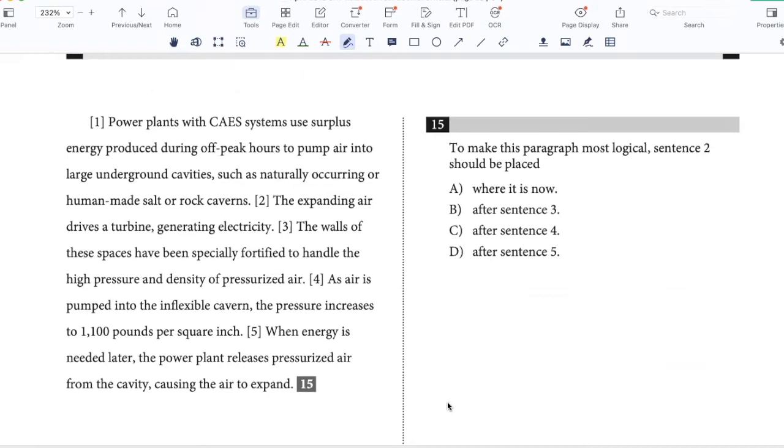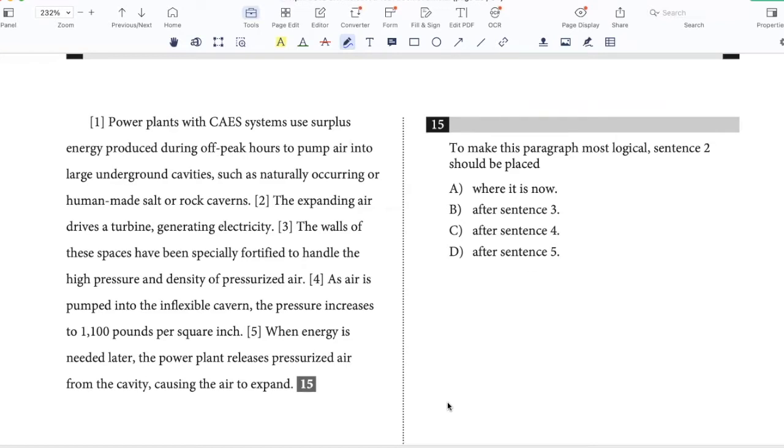Power plants with CAES systems use surplus energy produced during off-peak hours to pump air into large underground cavities, such as naturally occurring or human-made salt or rock caverns. The expanding air drives a turbine generating electricity. The walls of these spaces have been specially fortified to handle the high pressure and density of pressurized air. As air is pumped into the inflexible cavern, the pressure increases to 1100 pounds per square inch. When energy is needed later, the power plant releases pressurized air from the cavity, causing the air to expand.